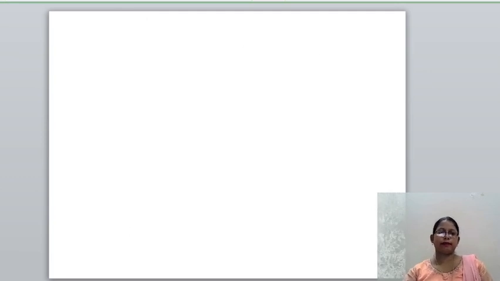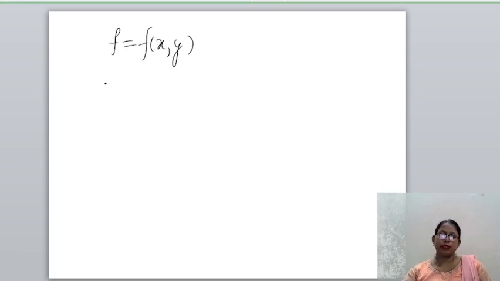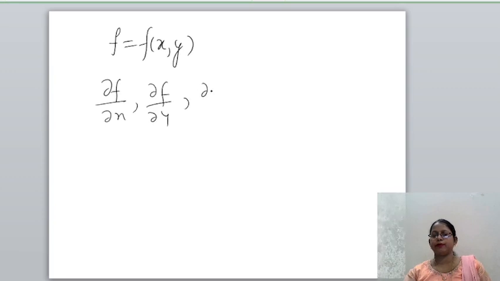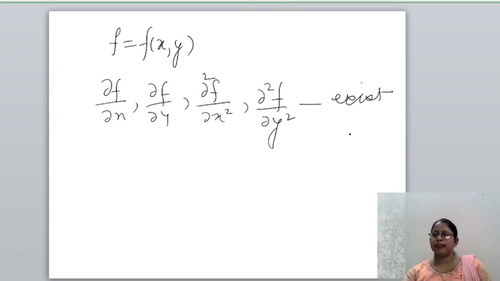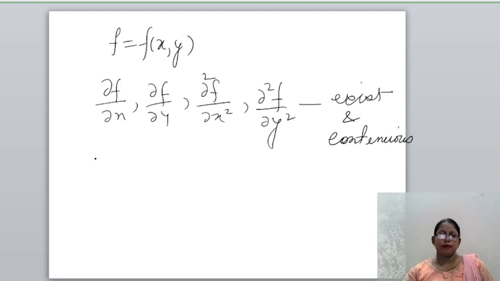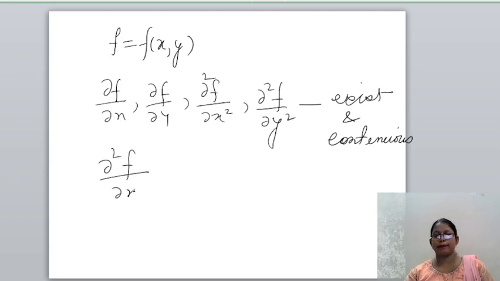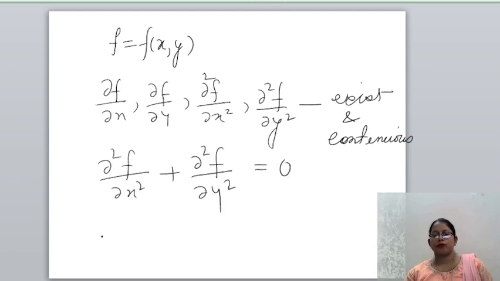That is, if f is my function of f(x, y) possessing continuous partial derivatives of first and second order, which exist and are continuous, satisfying the Laplace equation, then f is a harmonic function.